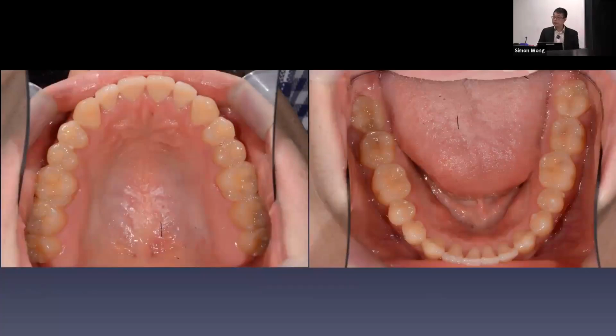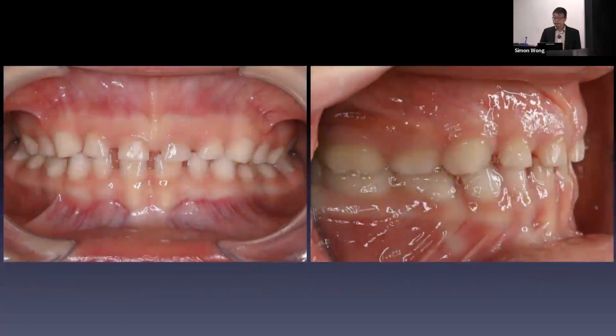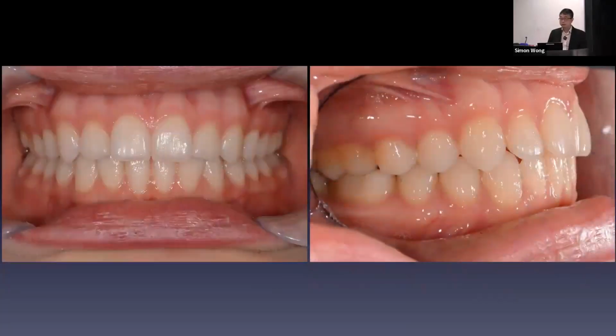I mean, is it a 32-tooth occlusion? Have you seen them? Can you fit a coin between each primary tooth? Like, do you know what an ideal occlusion looks like?